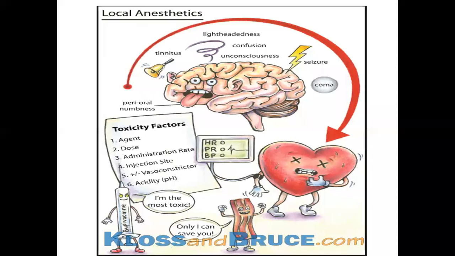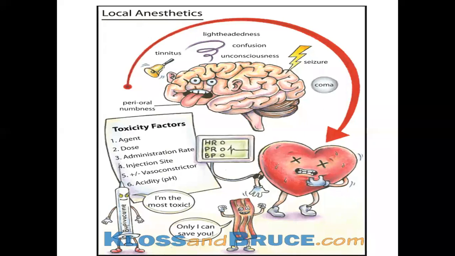Lignocaine, or lidocaine, mostly affects the CNS. It causes perioral numbness, tinnitus, lightheadedness, confusion, unconsciousness, convulsions, and coma. While bupivacaine is very toxic, it affects more the heart. It can cause cardiac arrest in the patient.